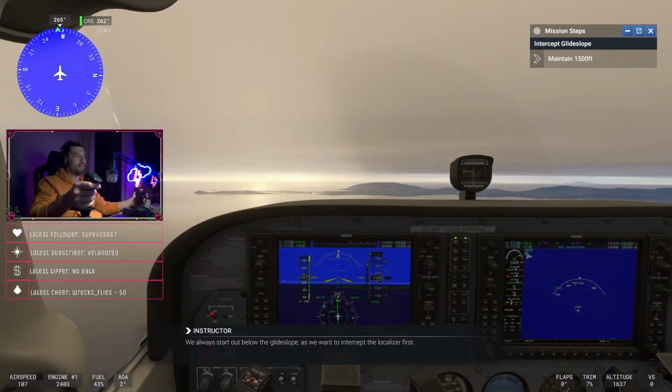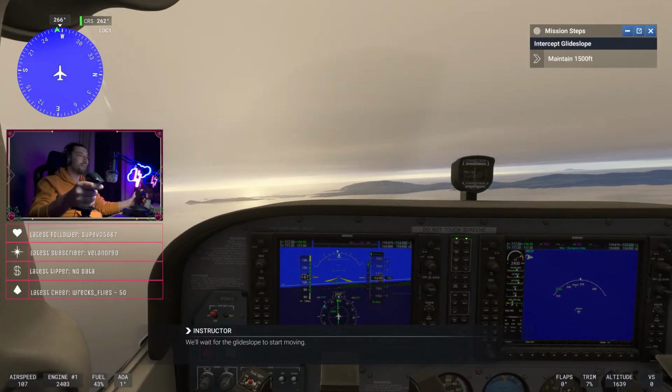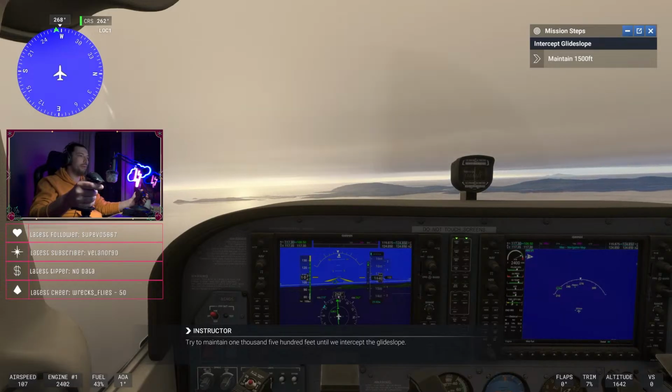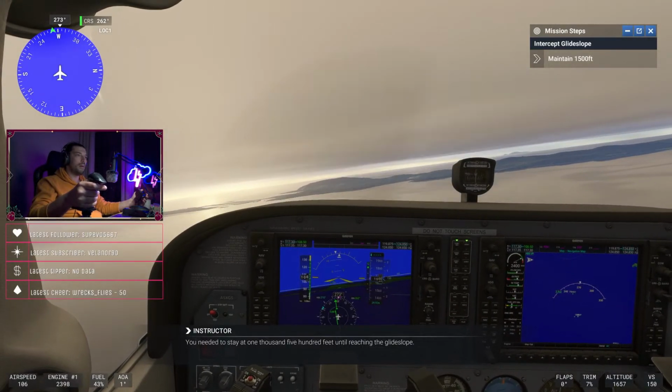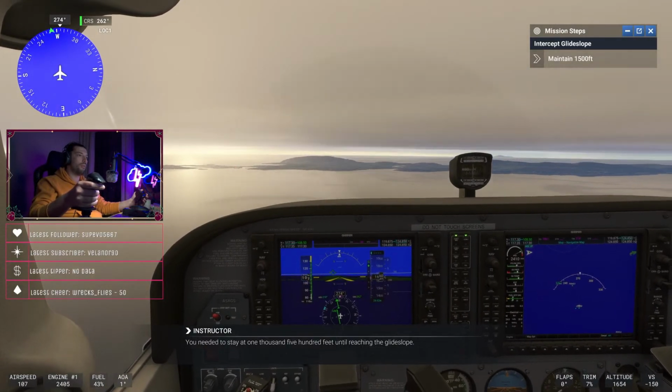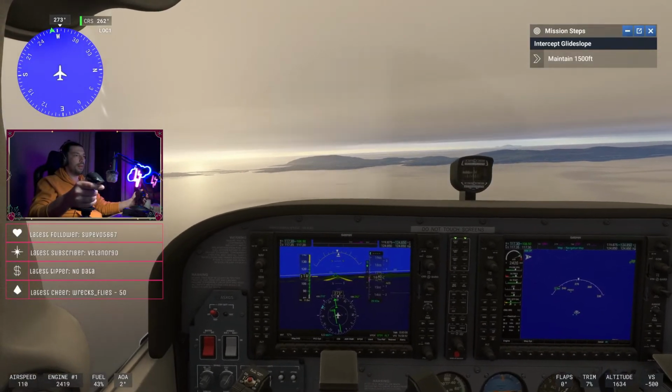We'll wait for the glide slope to start moving. Try to maintain 1,500 feet until we intercept the glide slope. You need to stay at 1,500 feet until reaching the glide slope. Okay, 1,500 feet. Got it.